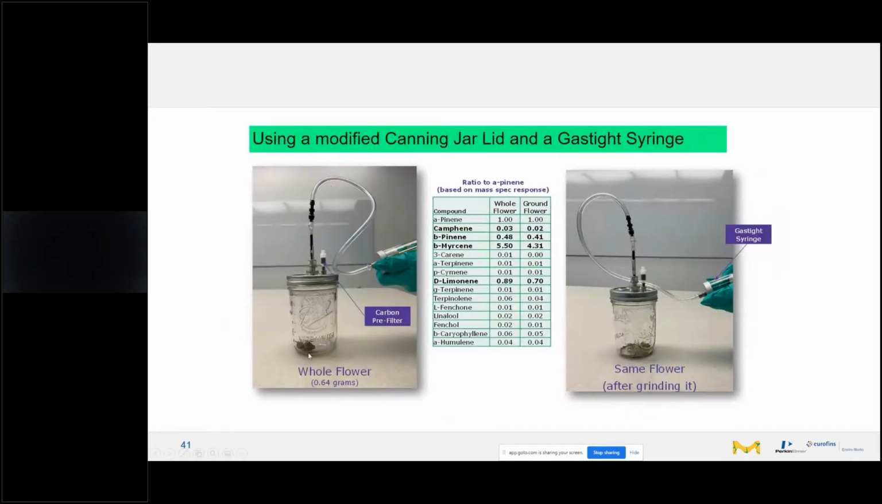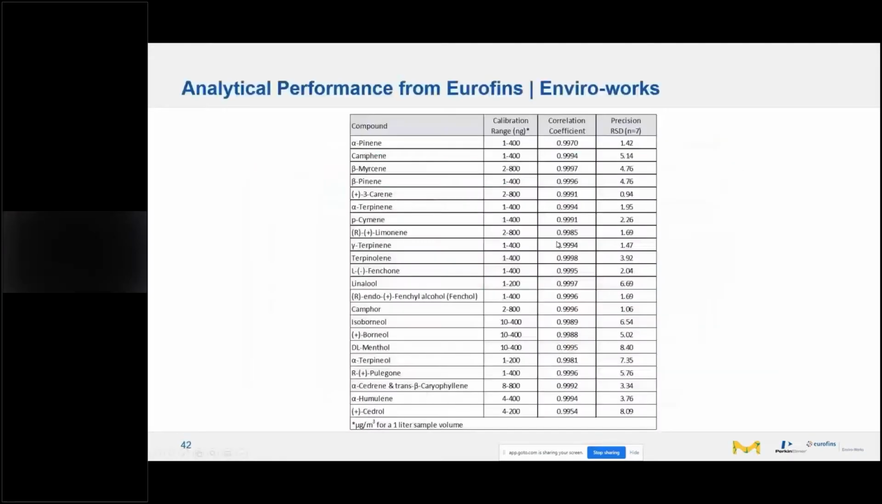Here's an example of the whole flower, without it being ground up, and comparing it to the flower ground up. And look at these results, they collaborate really well. So should we do any grinding? This is a very good experiment that folks can do to compare if you're losing anything when we grind it up. However, that is what the person will experience as well. So both pieces of information are extremely important when profiling.